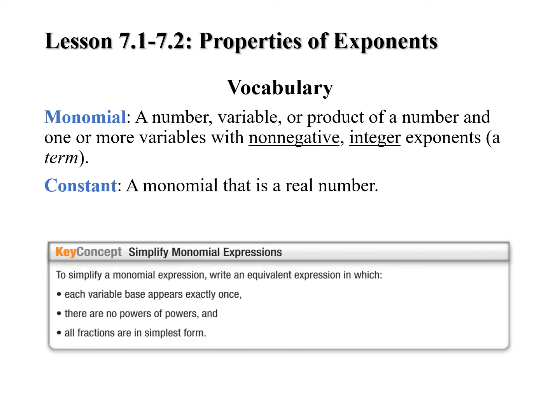When we're simplifying monomial expressions, we need to make sure that each variable base appears exactly once, there are no powers of powers, and all fractions are in their simplest form. The last thing to put in there, because it applies when we get to the quotient rule, is that our exponents need to be non-negative. We want positive integer values for our exponents.